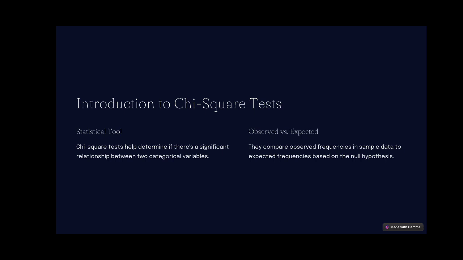Then what is chi-square test? Chi-square describes the magnitude of the discrepancy between theory and observation. What is done in chi-square test is we compare the observed frequencies in sample data to expected frequencies based on the null hypothesis.